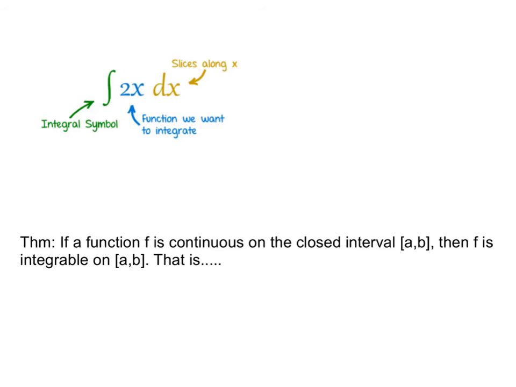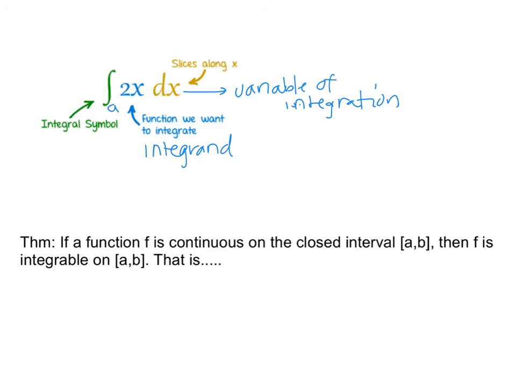So if we add, this function that we want to integrate is called the integrand. And then this x right here is the variable of integration. Okay, and so this is the one that we've used to. Now, the one on the previous screen said a to b, right? So the b is the upper limit, and the a is the lower limit.